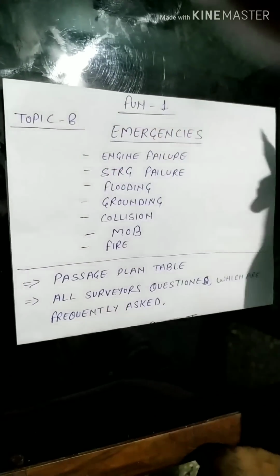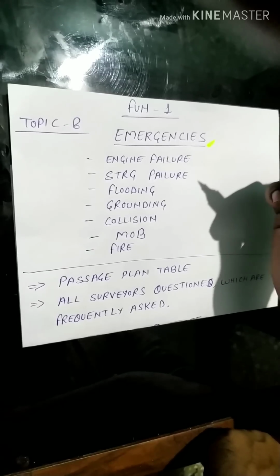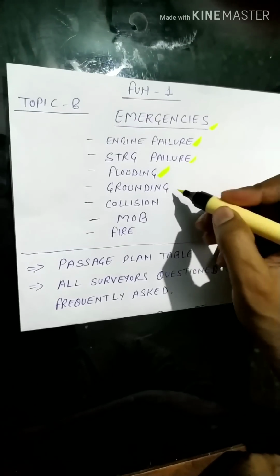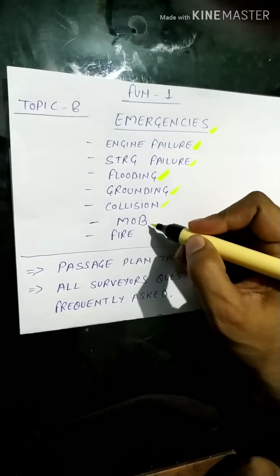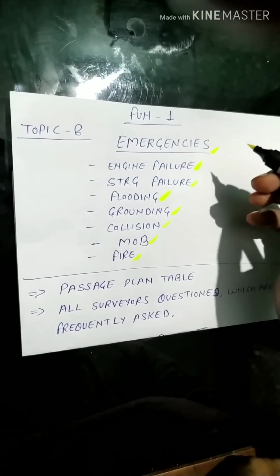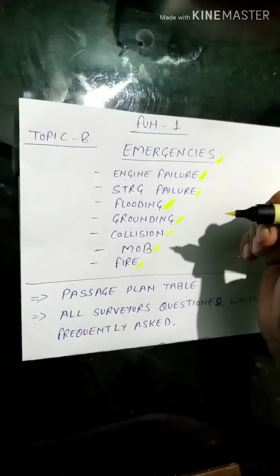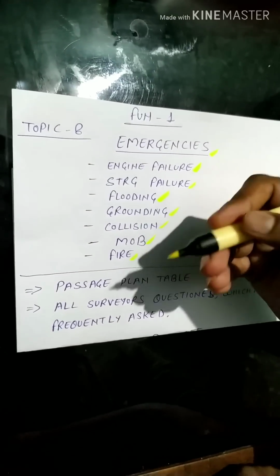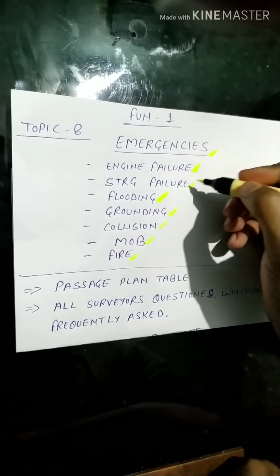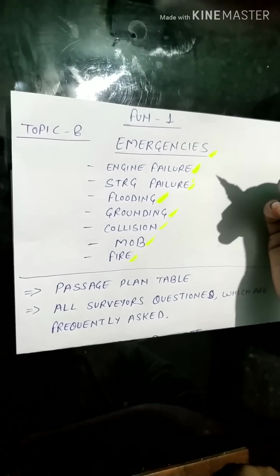Next topic is emergencies. As a duty officer on the bridge, what action you will take in case of engine failure, steering failure, flooding, grounding, collision, man overboard, and in case of fire. You have to prepare all these emergencies, what action you have to take in case of emergency. And a few surveyors will ask when you are in the English Channel or in a traffic separation scheme, and you get steering failure or engine failure, then what action you will take. So prepare for the emergencies.